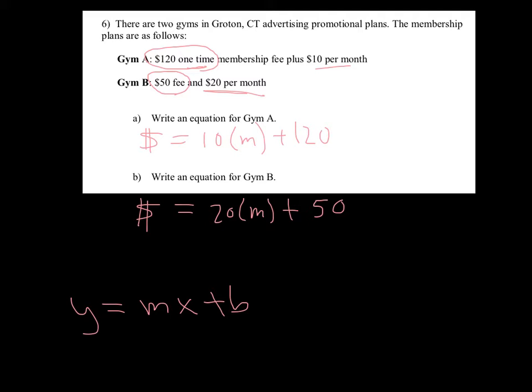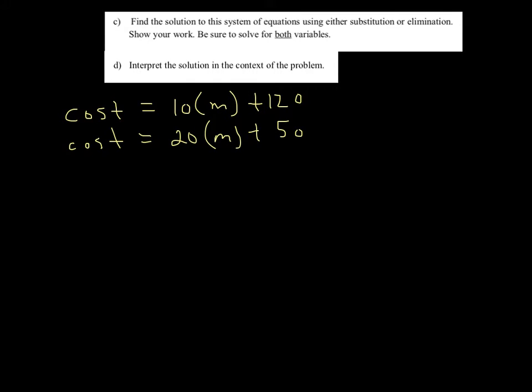So what's going to happen? I think you can see this one coming a mile away. The cost function on this one is going to climb faster than our A function here. But at some point, they're going to collide and cost the exact same amount, right? This is a classic systems of equations problem, solving using either substitution or elimination.